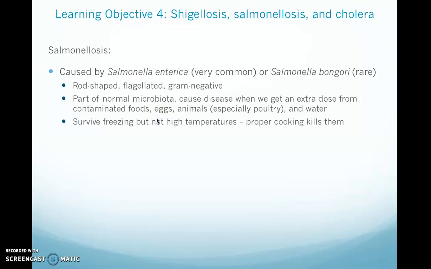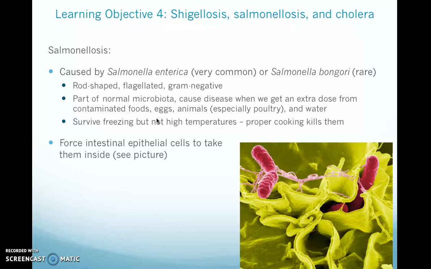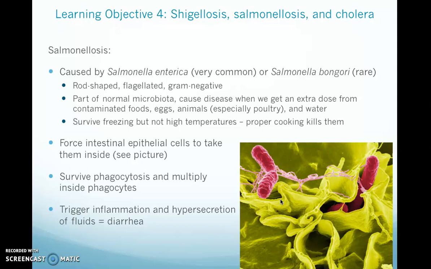So where this comes in, problems is when meat is undercooked, or when eggs are undercooked, or when people are handling them with their hands and then get some in their mouth. They also force intestinal epithelial cells to take them in by causing these folds, and then they just kind of tuck inside the folds and the cells take them in. They can also multiply inside phagocytes, and they trigger inflammation in the intestines and hypersecretion of fluids. So our intestinal cells basically just start leaking their cytoplasm. Fluids just start running out, and that's what makes the diarrhea here.